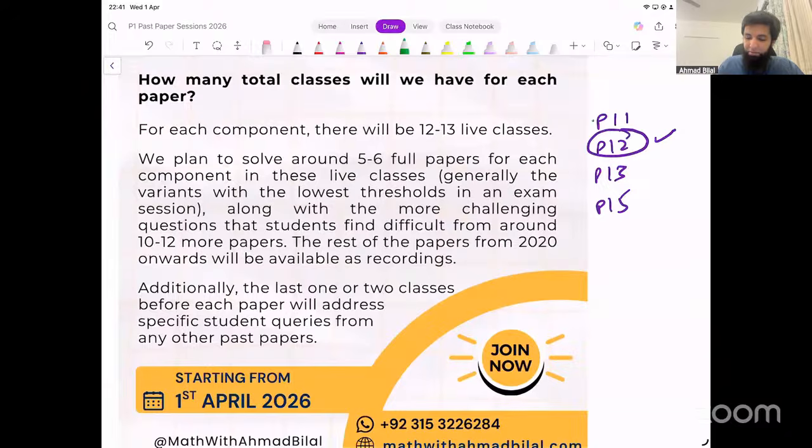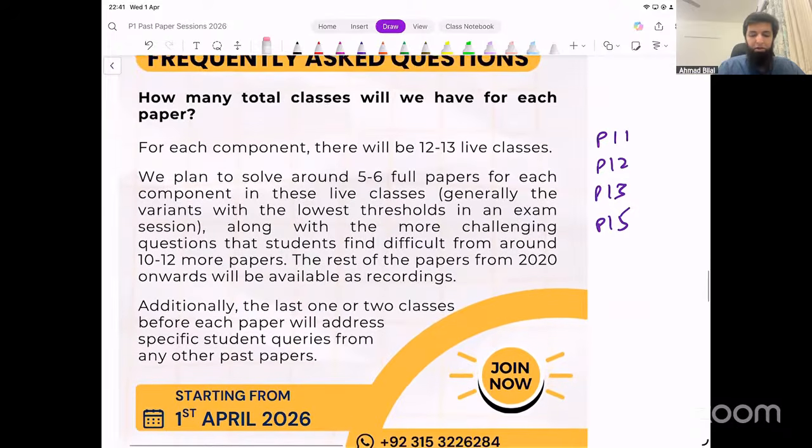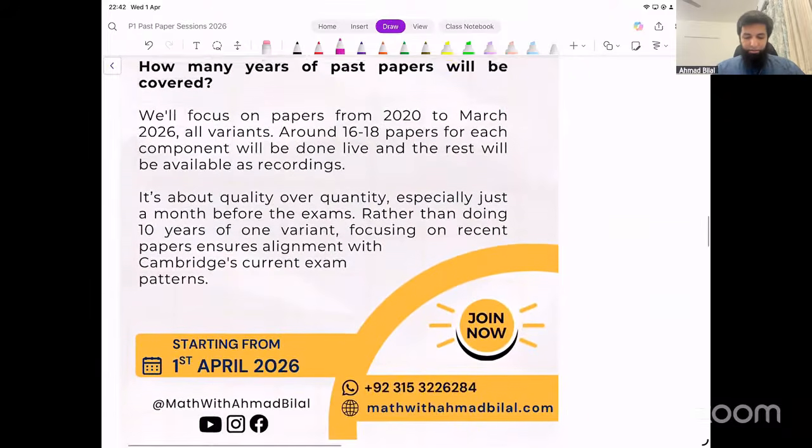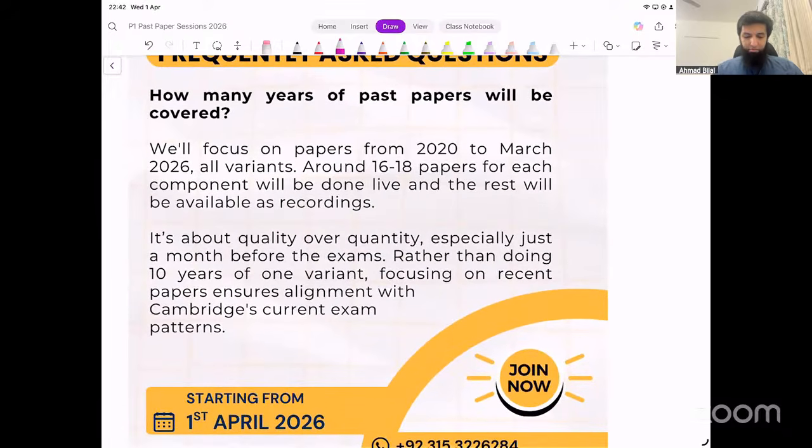Then for the other variants, P11, P13, and P15, I will be posting a poll in the WhatsApp group and you will let me know which questions from those papers you find difficult. And then the most difficult questions from those three papers, we will discuss in another class. So this way, we will be solving around 5 to 6 complete papers for each component and then 10 to 12 more papers for which we will be doing the more difficult questions. And on the same pattern, you will have recordings available for the previous years as well that you can go through. So that's the idea.